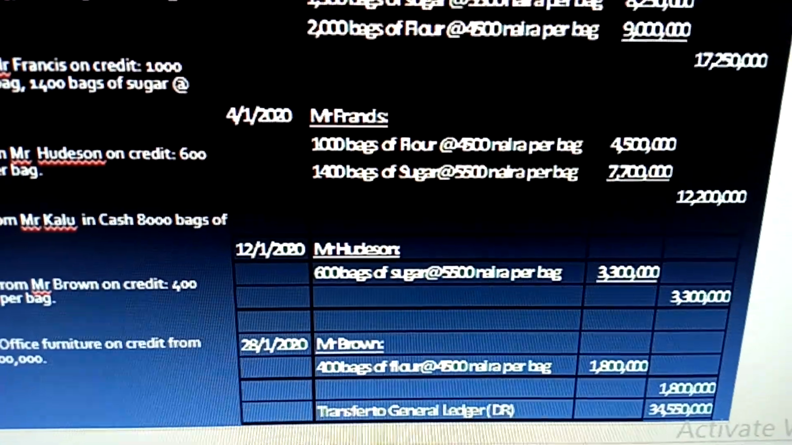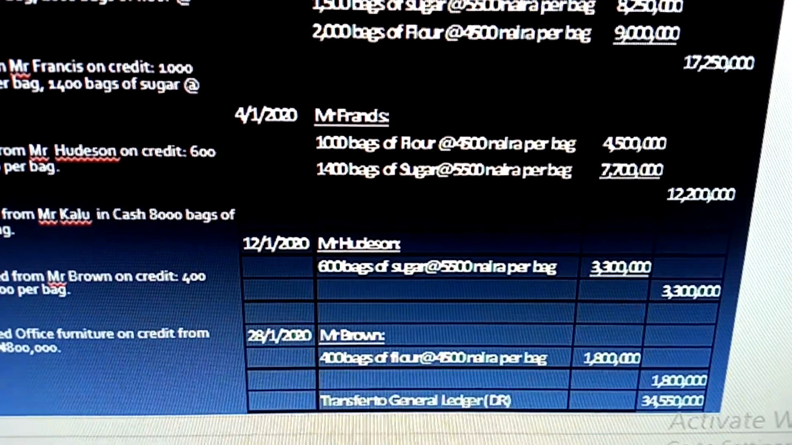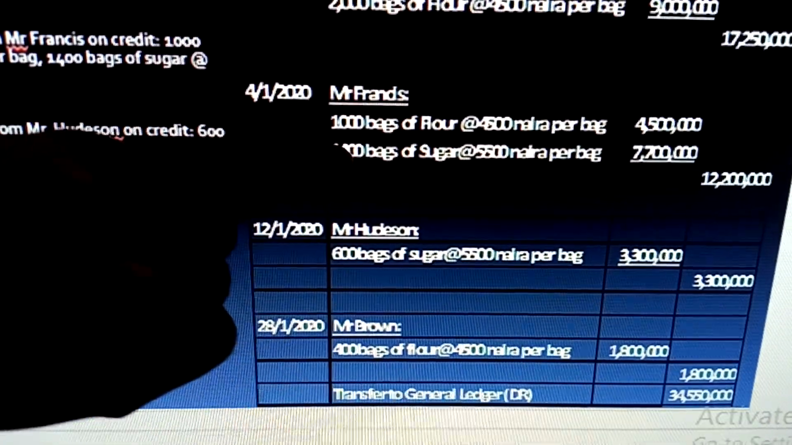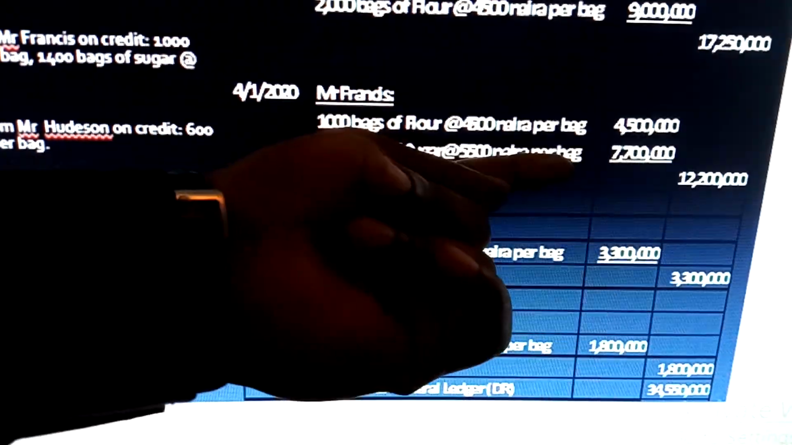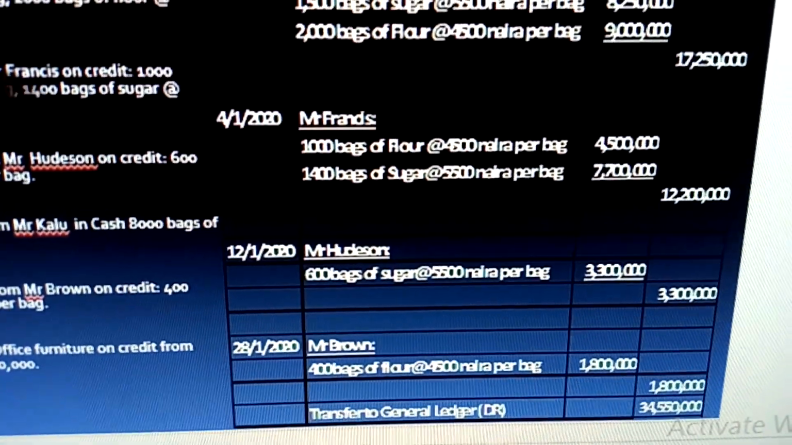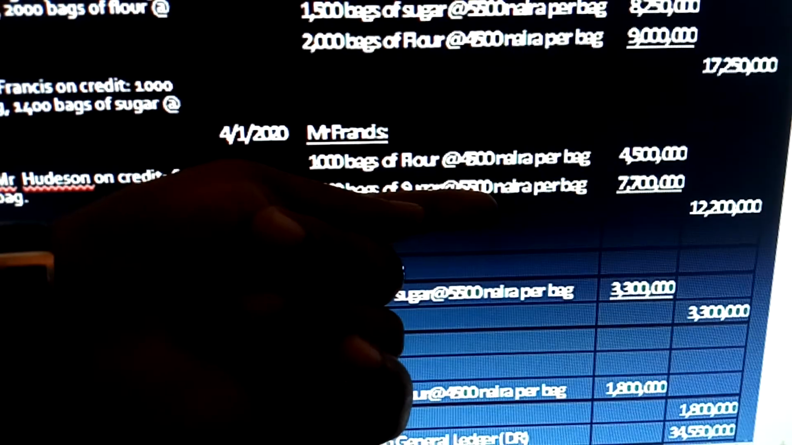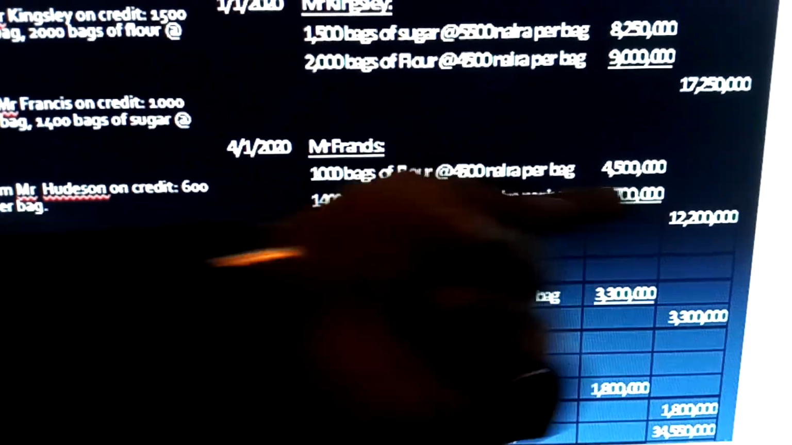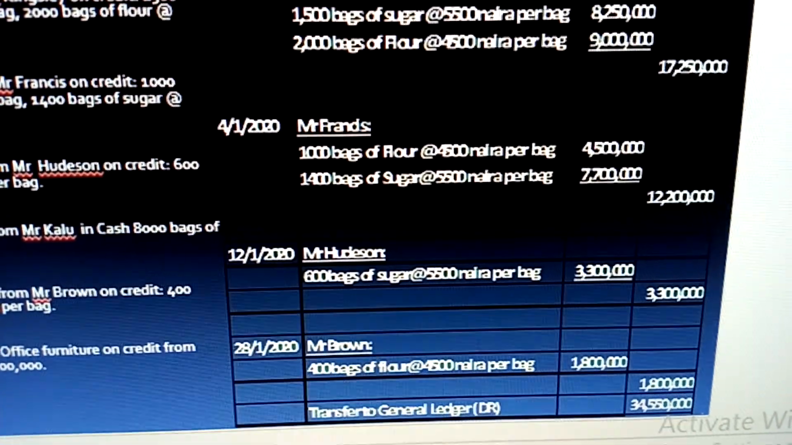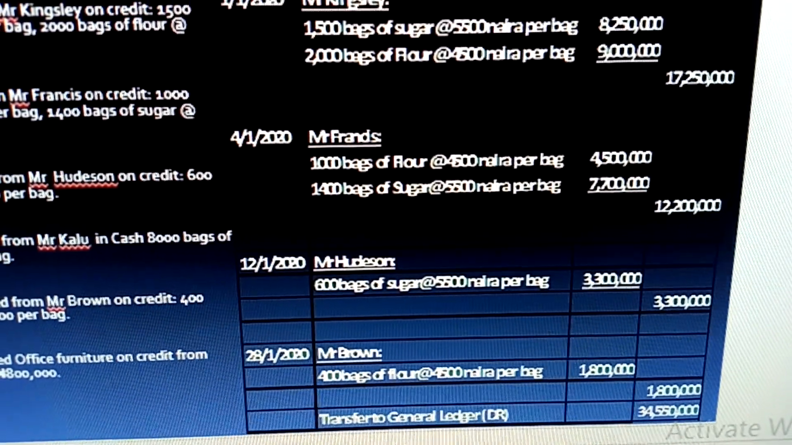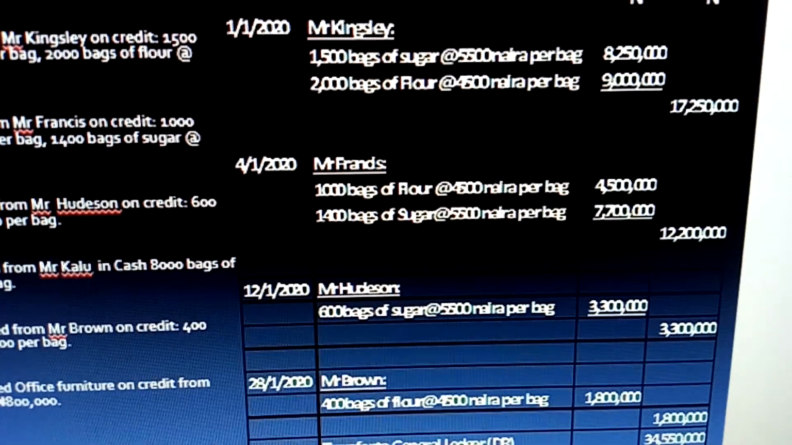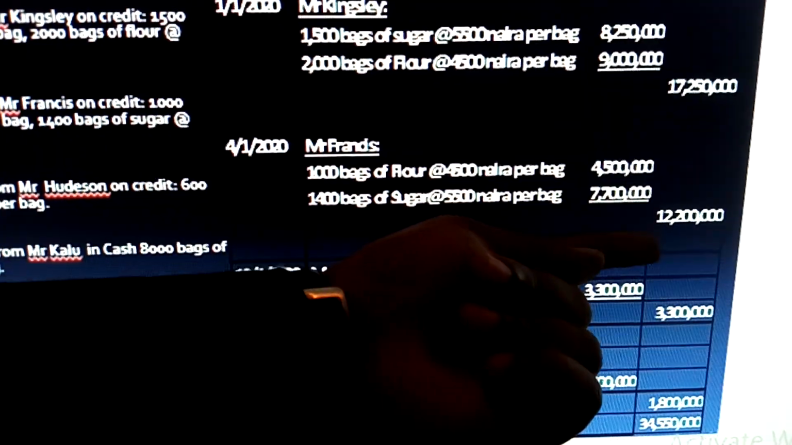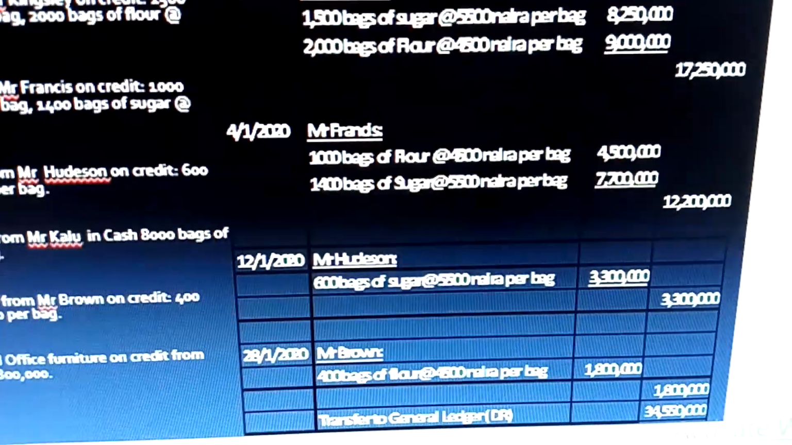So if we multiply 1,000 by 4,500, we have 4,500,000. On the same date, he also purchased on credit from Mr. Francis 1,400 bags of sugar at 5,500 naira per bag. If we multiply 1,400 by 5,500, we have 7,700,000. On the 4th of January, Mr. Yauvi bought from Mr. Francis a total product worth 12,200,000.